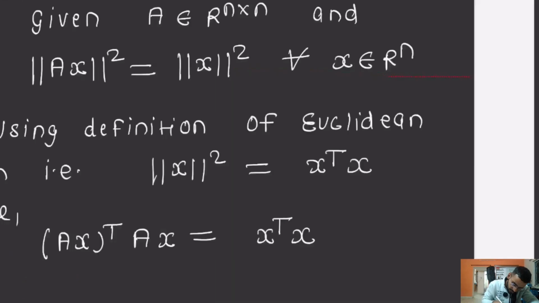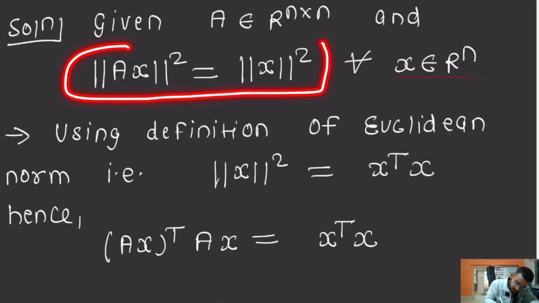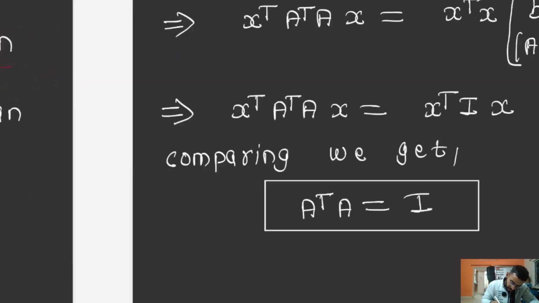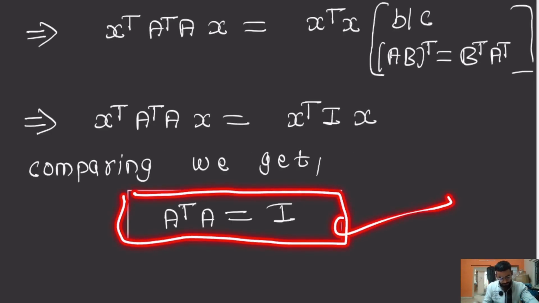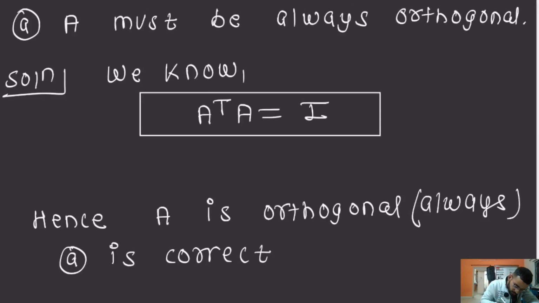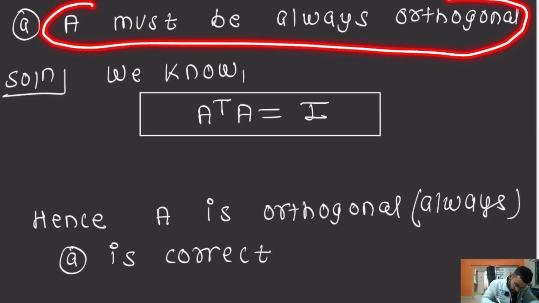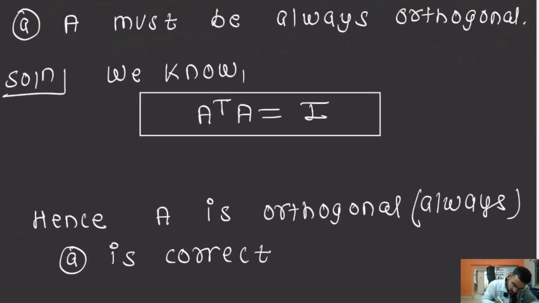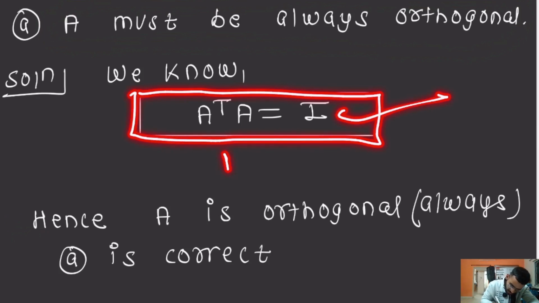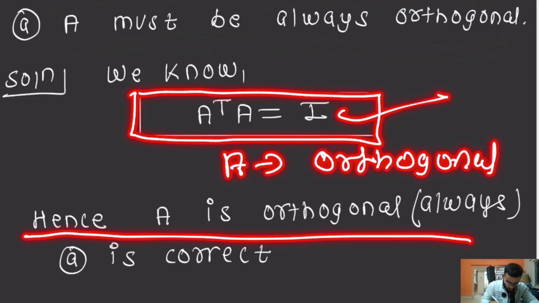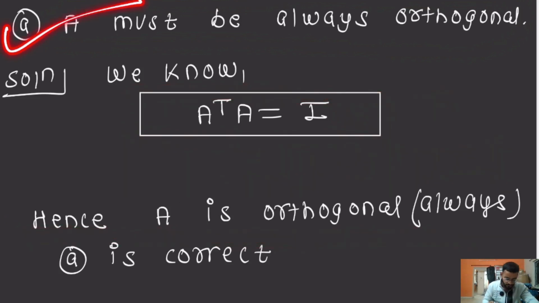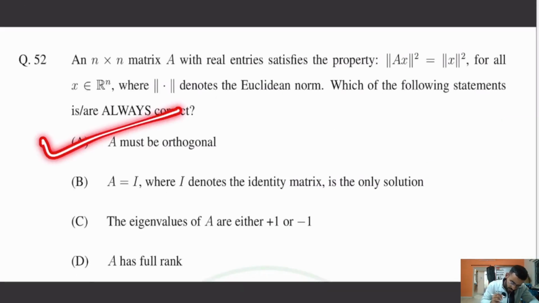Hence, from this equation, A must be of this form: A transpose A must be equal to I. Now the first option is that A must always be orthogonal. Using the equation, we get A transpose A equal to I, which means A is an orthogonal matrix, because this is the property of an orthogonal matrix. So the matrix A is always orthogonal, which means statement A is correct.